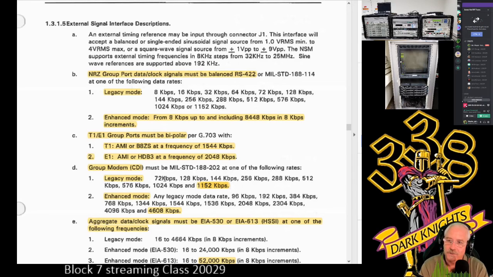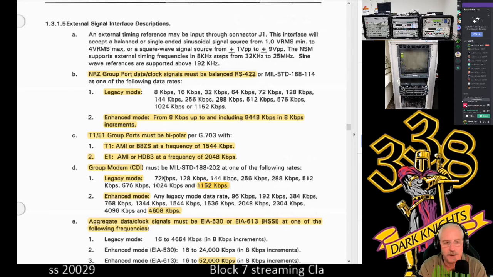So everything we've gone over today is applied on the NSM. You've got the group modem, better known as CDI, conditioned diphase. What's so different between conditioned diphase and all the other signaling formats that we talked about today?